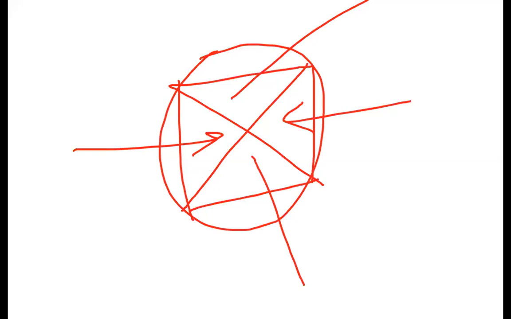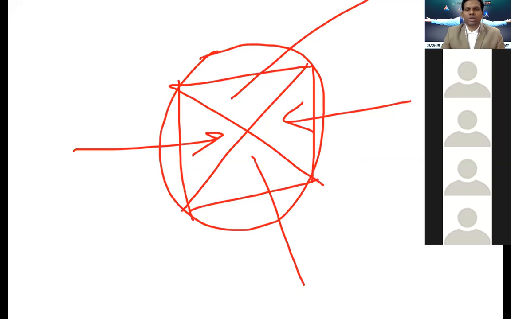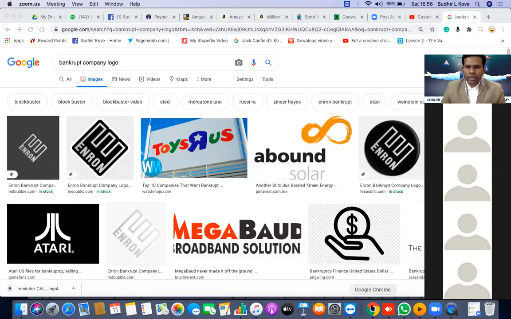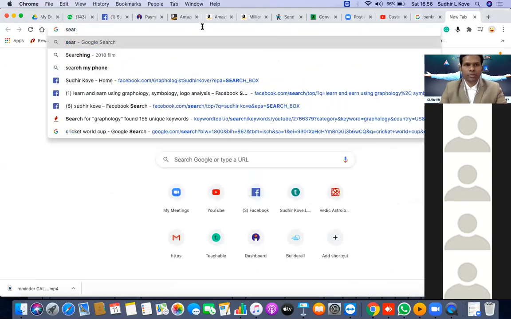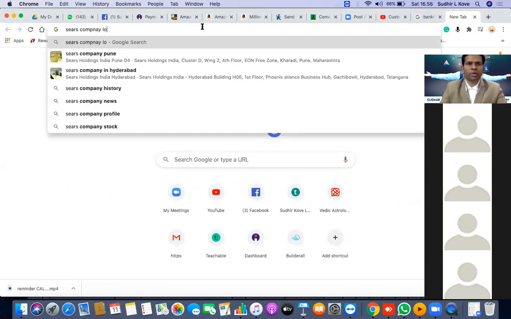The name of the company is Sears. So let me again share the Sears company logo. You will understand what has happened with that. So let's understand the Sears company. What has happened with the Sears company? Sears company logo.